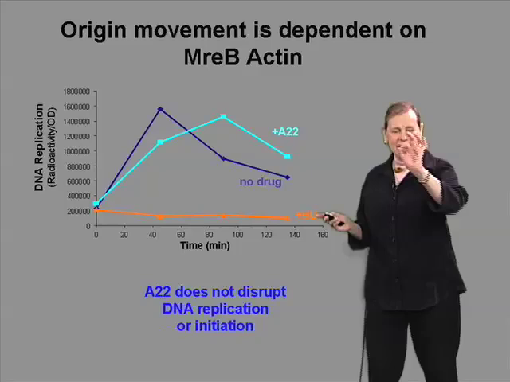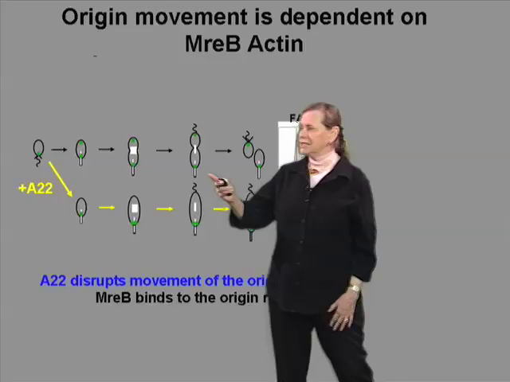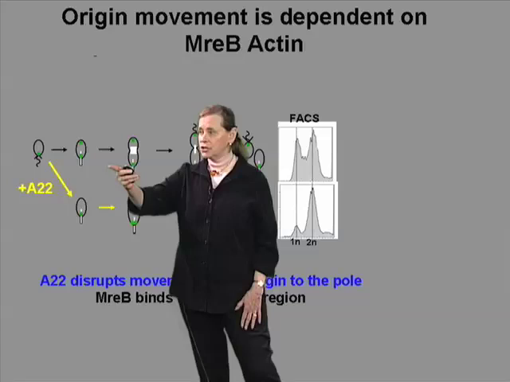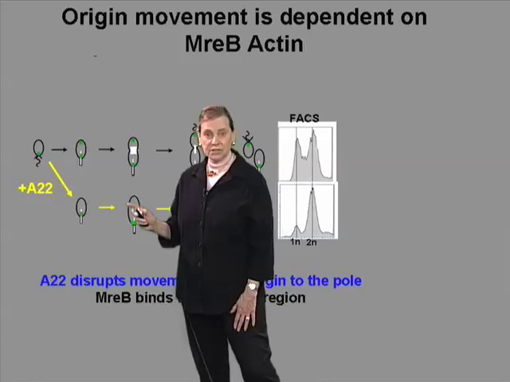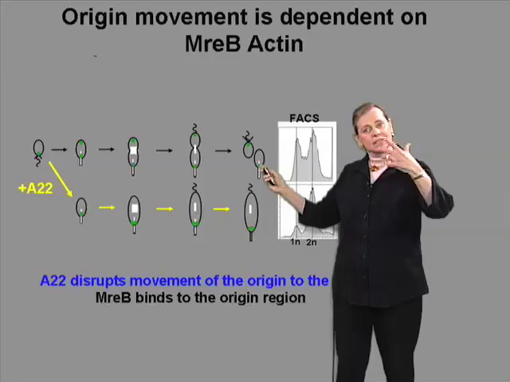What you do is, as I told you before, if you start with a swarmer cell, the green dot is the origin. As the swarmer cell differentiates into a stalk cell, you have the separation of the origins. One remains at this pole, the other goes to the other side. Then you go through the cell cycle and you wind up with the same organization of the chromosome in both.